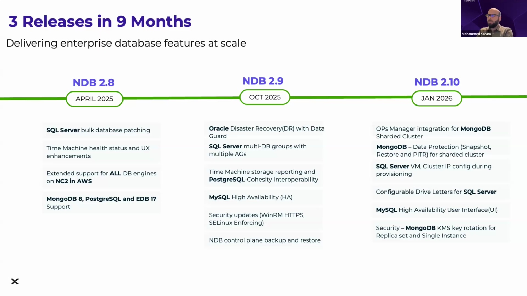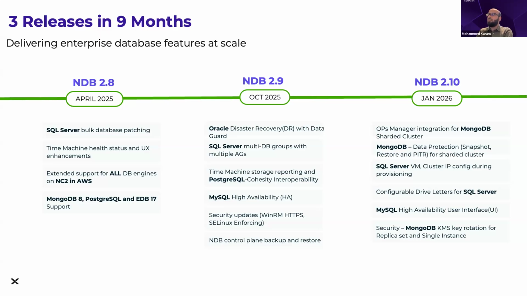And we'll tell you a little bit more about that for today's session as well in a few moments. Many security updates also came in 2.9, including support for WinRM over HTTPS, as well as running SE Linux in enforcement mode, as well as supporting full backup and restore of the NDB control plane itself, which is the part of the system that actually makes NDB run, as opposed to the user databases, which we refer to as the data plane.